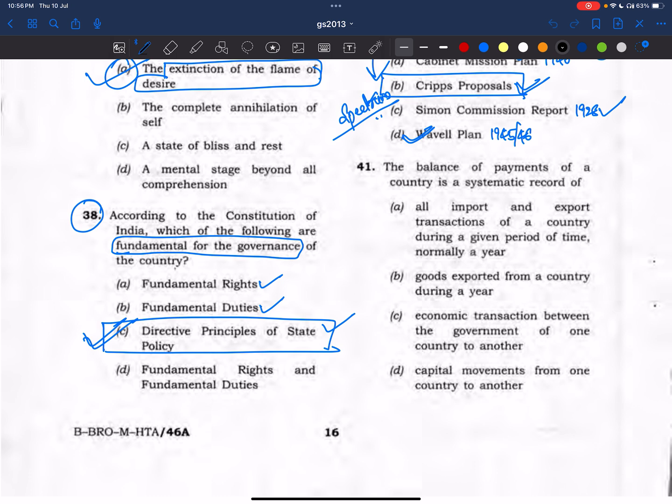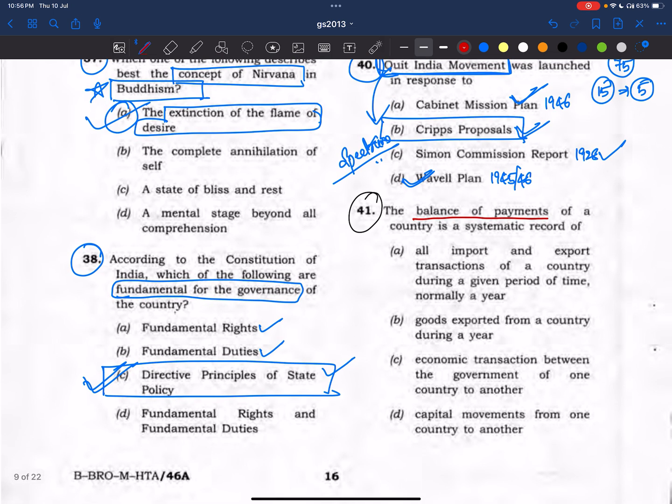Now let's start with the solutions of question number 41. The balance of payments of a country is a systematic record of... See, what is the balance of payments? The incoming and outgoing of currency from India, Indian rupee or any foreign currency. See here in the first statement, all import and export transactions of a country during a given period of time. Yes, this is the answer, right? No, let's go to the other options as well. See, this is clearly the definition of balance of payments, right?